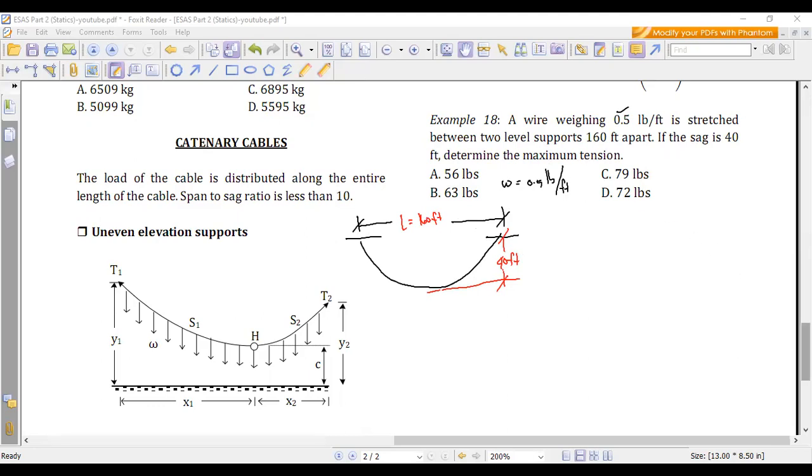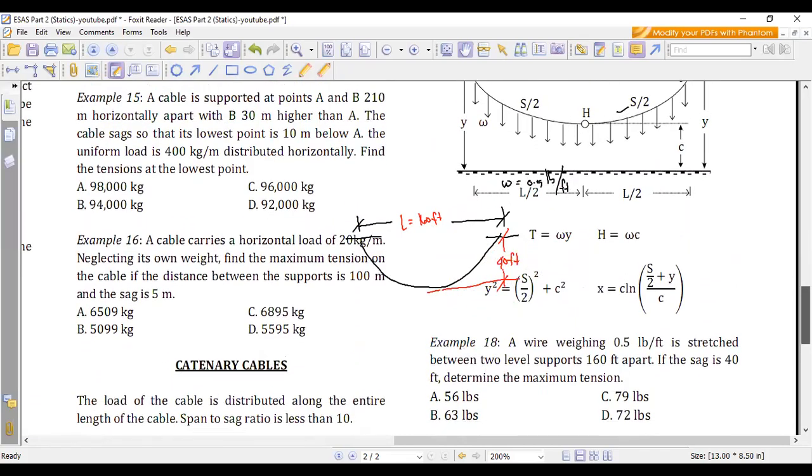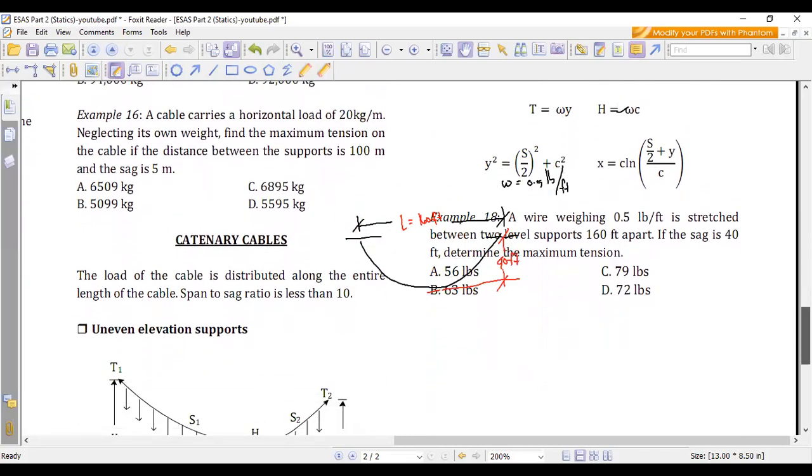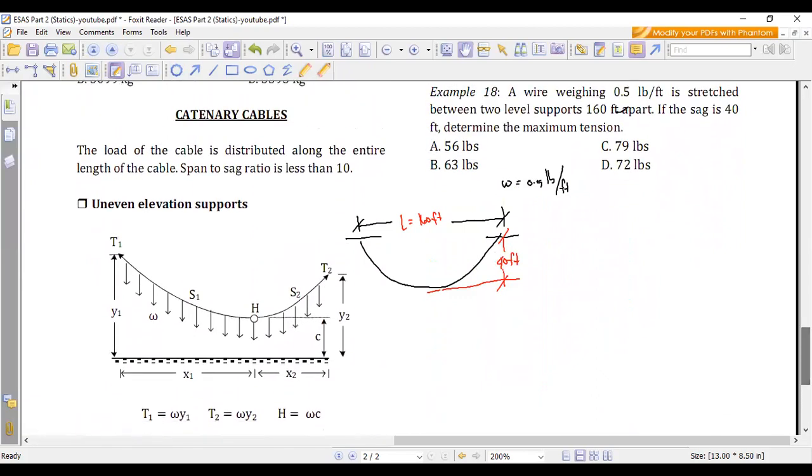For the maximum tension, we'll look at the formula. T is equal to omega Y, and of course H is equal to omega C. T is the tension, and the tension at the lowest point is H. We'll try to make direct substitution if it's possible, but if not, then we have to use the other formulas.